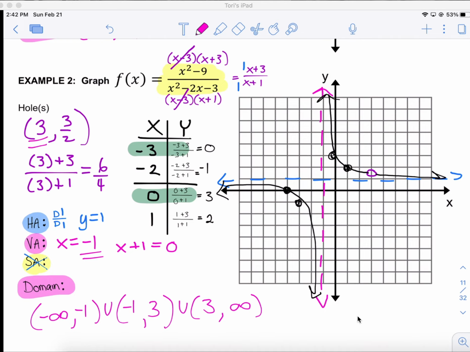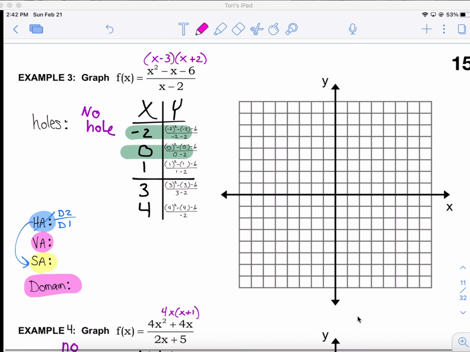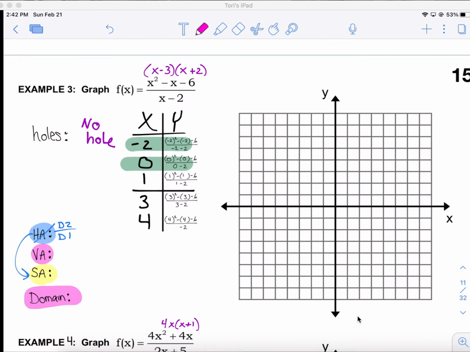All right, if you need to pause the screen, copy anything you missed, go ahead and do that now. Otherwise, we're moving to problem 3. Perfect. Go ahead and pause the screen, copy what you see for 3, and then we'll get started.